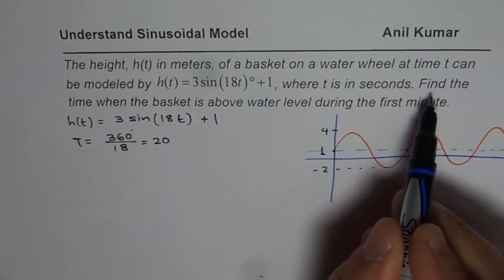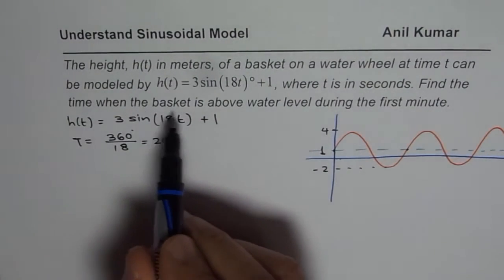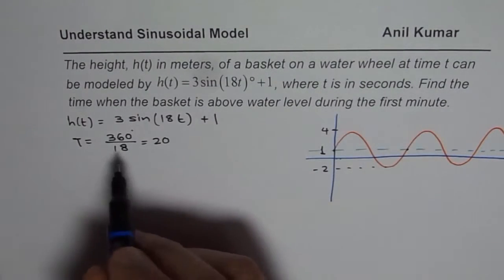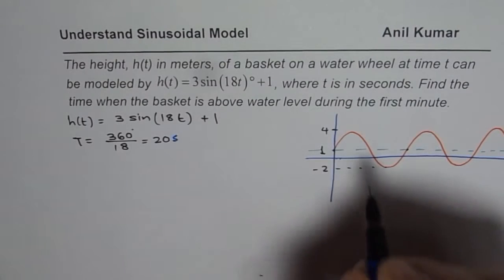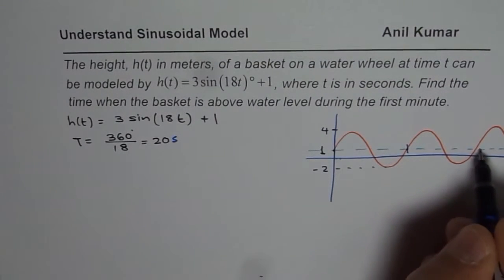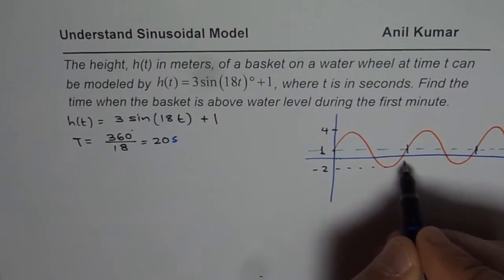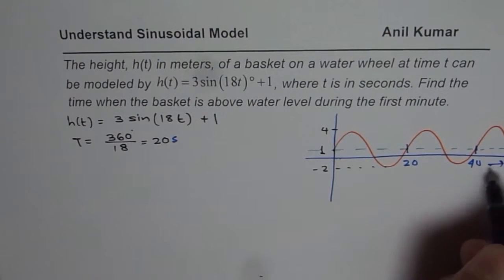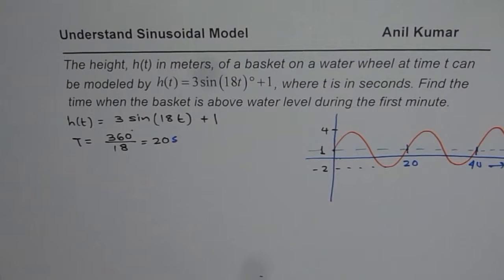Now the question is, find the time when the basket is above water level during the first minute. Time period is 20 seconds, so one full cycle is 20. In 1 minute there will be 3 cycles like this. So this is 20, this is 40, and one more, so likewise 60 seconds.